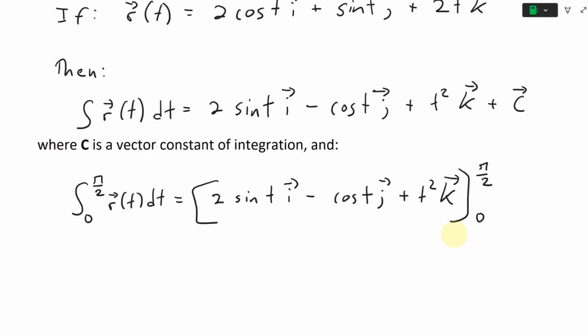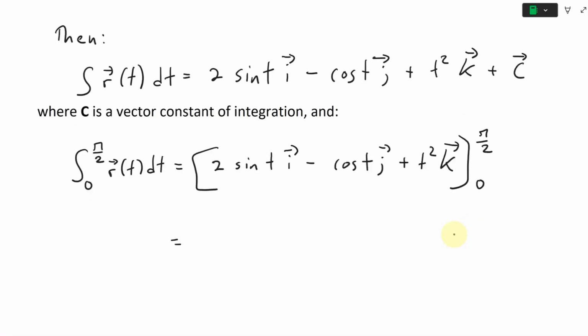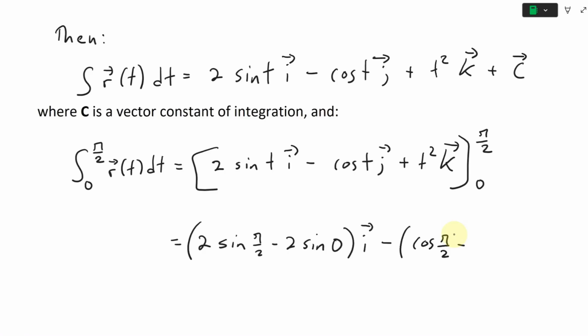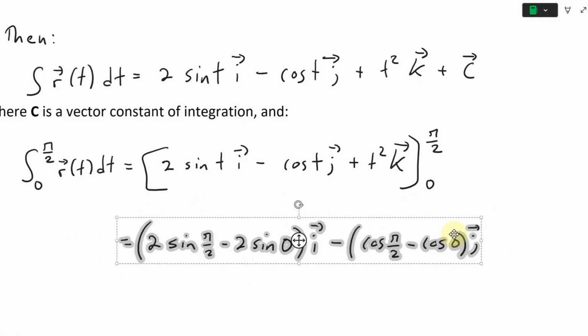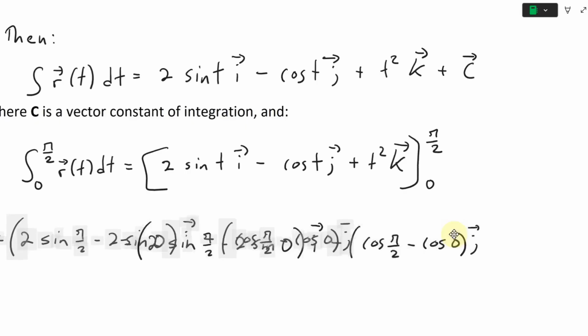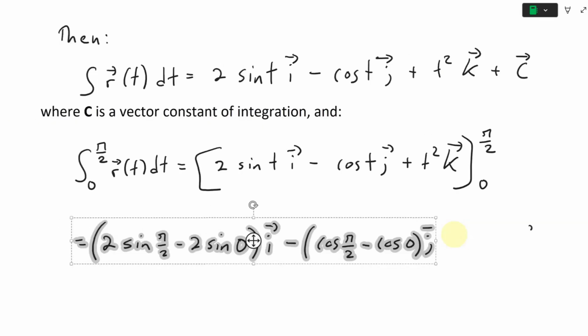So we could plug these inside. We're going to get a setup like this. We'll have a 2 sine pi over 2 minus 2 sine 0, like that. Let's put it all for completeness. And then minus, this one's going to be cosine pi over 2 minus cosine 0, and this is going to be j. And I'll move this whole thing over here.